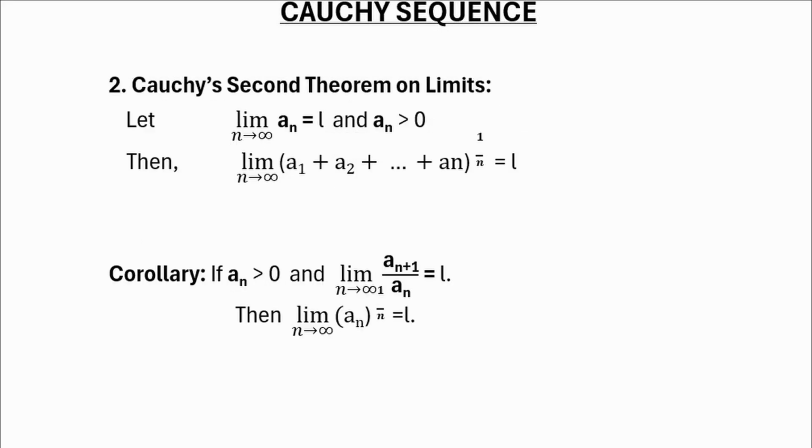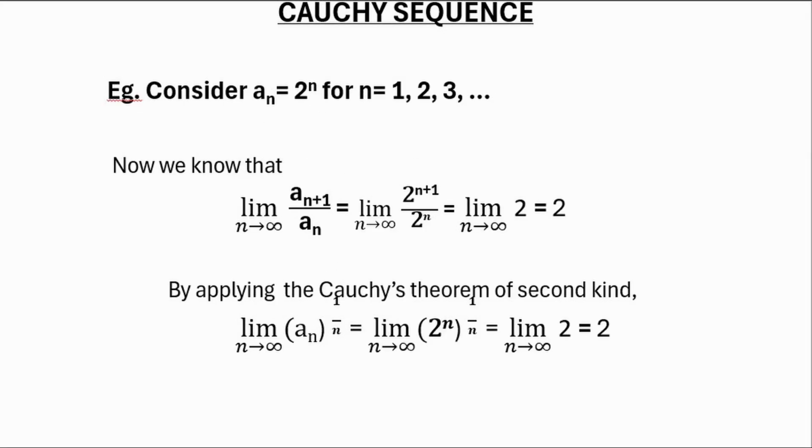Cauchy's second theorem for limits: let the limit of a_n as n tends to infinity equal L, and a_n greater than 0. Then the limit of (a_1 times a_2 times up to a_n) the whole raised to 1 by n as n tends to infinity equals L. A similar corollary we should be aware of is: if a_n greater than 0, and the limit of a_(n+1) by a_n equals L, then the limit of a_n raised to 1 by n as n tends to infinity also equals L. Let's understand it with an example.